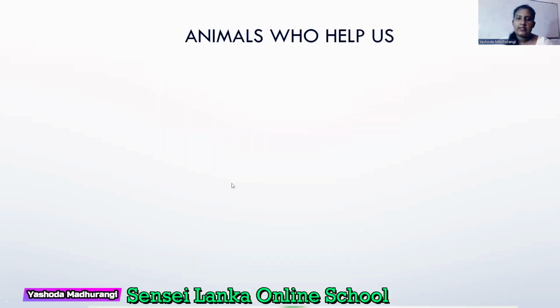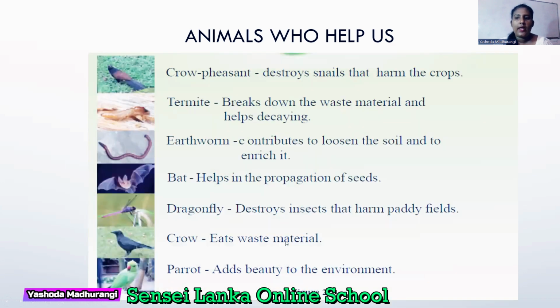So we are going to learn some more animals who help us. I got this from your school textbook. All of you go to figure 2.3. There are some pictures of animals and also the help given by them. Who is number 1? Crow pheasant. Number 1, crow pheasant, destroys snails that harm the crops. That is the use of crow pheasant.